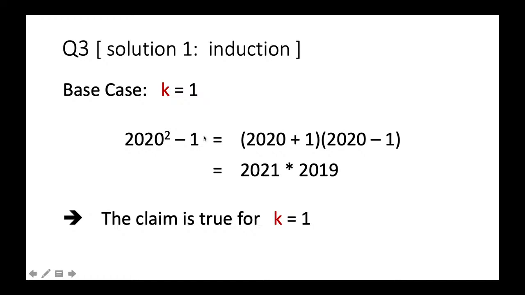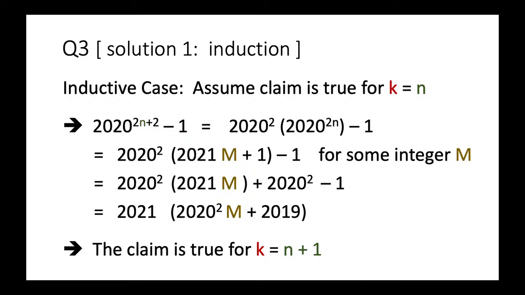So it is equal to 2020 plus 1 times 2020 minus 1. This term is 2021. This term is 2019. For whatever, as long as this is an integer, it's okay. So we see that this whole term is a multiple of 2021. So it is divisible by 2021. And the claim is therefore true for the base case.